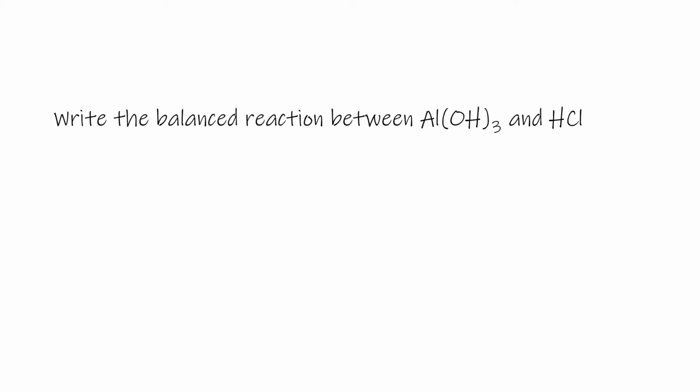In our first example, it's going to ask us to write the balanced reaction between aluminum hydroxide and hydrochloric acid. So we can start by just writing down our two reactants there. Aluminum hydroxide plus HCl. This is going to give us our products. Now, our products are going to be a salt and water. So we know that water is going to be one of our products.